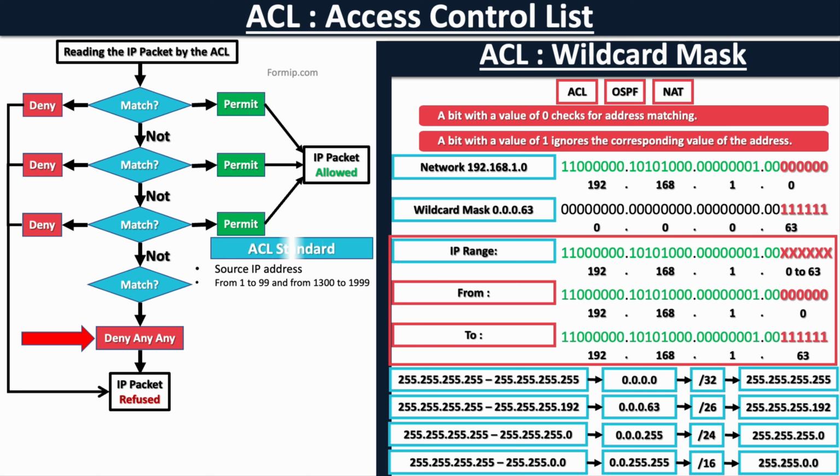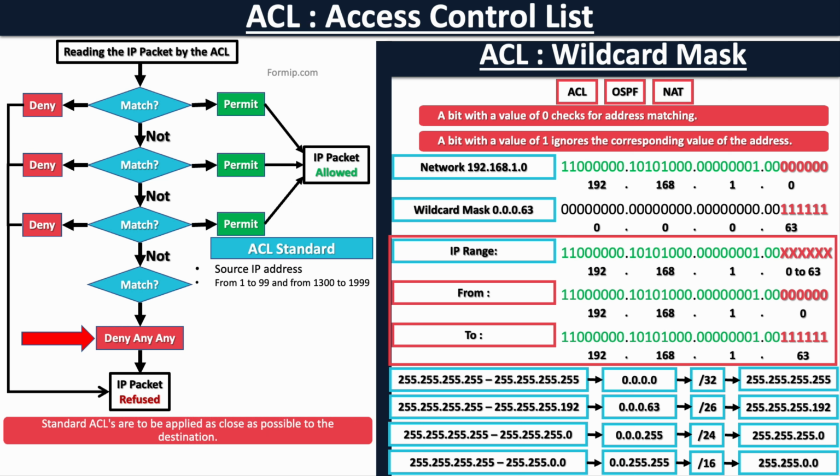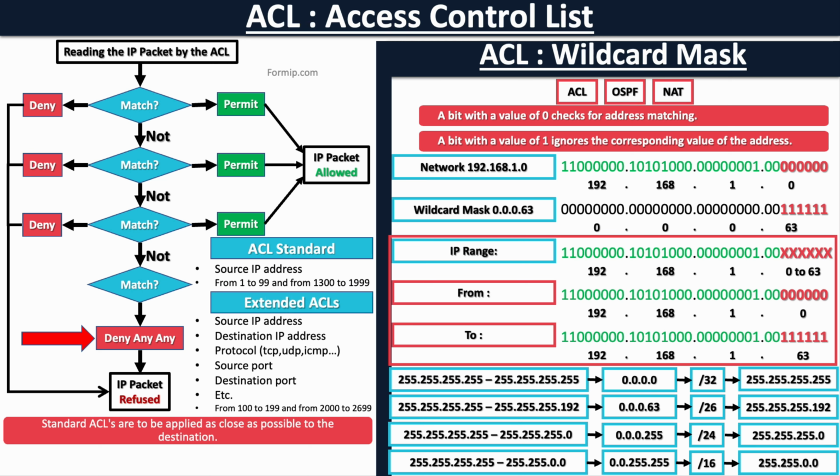To finish this introductory course to ACL, we will see the 2 types of ACL that exist. We have standard ACLs that allow us to check the source addresses of packets that can be routed. They are numbered from 1 to 99 and from 1300 to 1999. In general, they will be applied as close as possible to the destination because of their low accuracy.